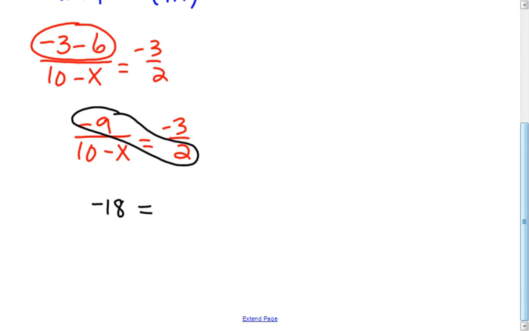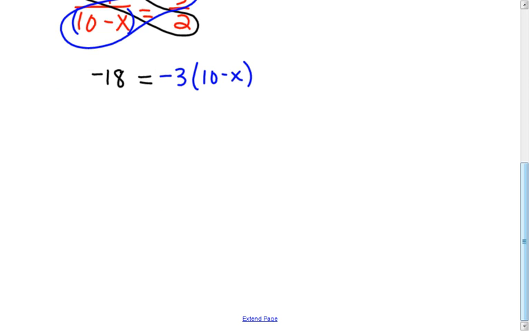When I multiply the other way, be really careful. You need to think of this as all one quantity. Okay, so you need to take negative 3 times the quantity 10 minus x. And because I need to multiply that negative 3 by the quantity 10 minus x, I need to make sure that I put that 10 minus x in parentheses. Okay, and then I am going to just solve.